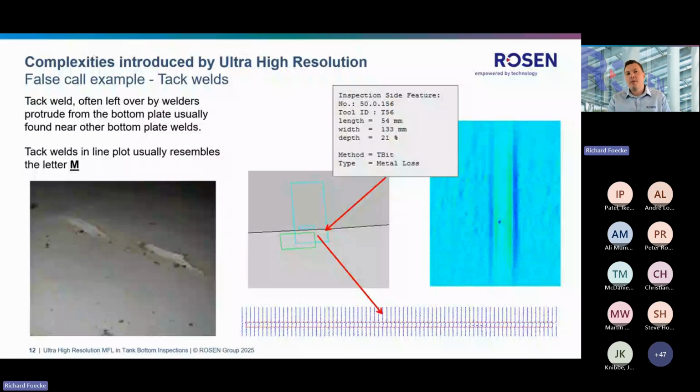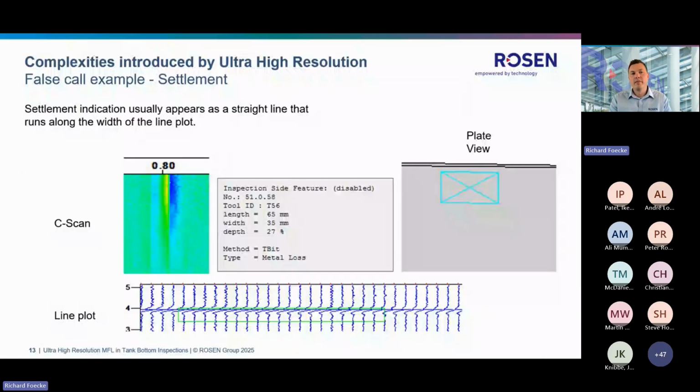Another false call example are settlements. You can imagine that the tank is not always 100% flat. Therefore, due to the unevenness of the plates, certain liftoff is created, and this is what you can also see in the data. Settlement indications usually appear as a straight line that runs along the width of the line plot and also have a typical shape different to a normal corrosion indication. So our algorithms are also trained to identify these automatically and, of course, disable them.